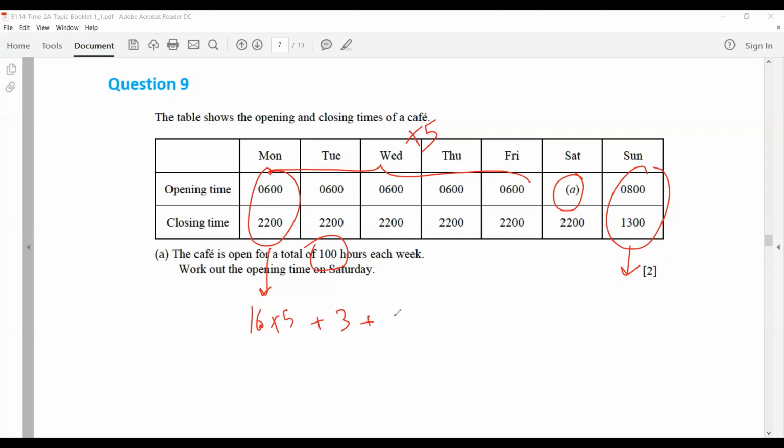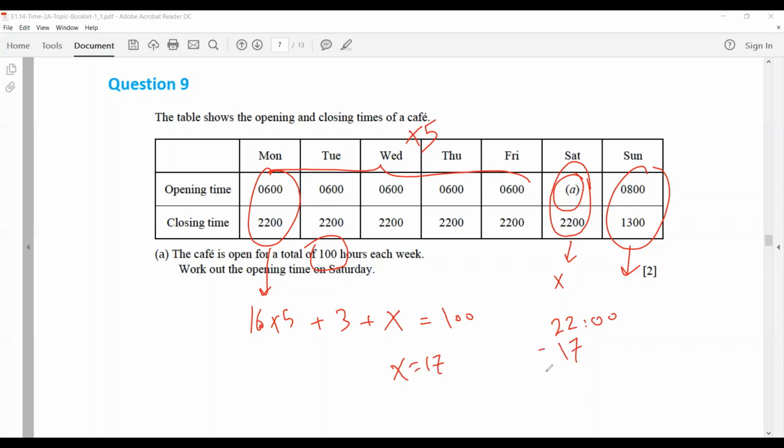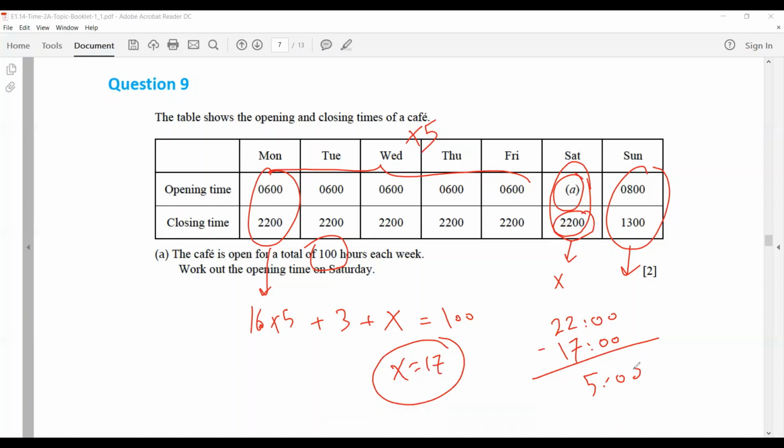And plus, let's say X, we don't know, and X is the number of hours that the cafe is open on Saturday. This should add up to 100, right? So that gives us X, the total number of hours the cafe is open on Saturday. So that would give us 16 times 5 plus 3. So that is 17. X is 17. So 17 hours, I'm going to subtract it from 22 and see when the shop must be open. If we close at 10 p.m. or 22, and we need to be open for 17 hours. So the answer is 5. Well, they open 5 a.m. That's too early. Let me do the calculation one more time.